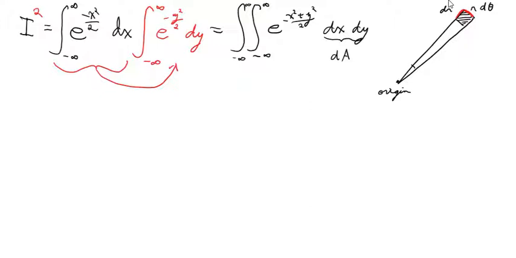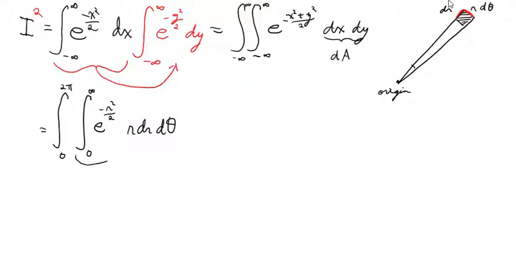So rewriting this using polar coordinates, we get r dr d theta. That's our area element. And now the power of e becomes e to the power of minus r squared over 2, because x squared plus y squared is equal to r squared. And now r ranges between 0 and infinity, whereas theta ranges between 0 and 2 pi.